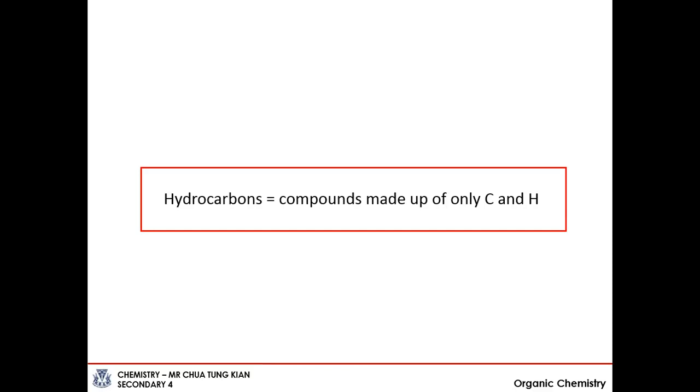The first thing you need to know is the term hydrocarbons. You will hear this term mentioned quite a bit of times during the slides. So what are hydrocarbons? They are basically compounds which are made up of only carbon and hydrogen. So for example, this is the formula for methane. Methane, CH4, comprises of only carbon and hydrogen. 4 hydrogens in fact. So this is a hydrocarbon.